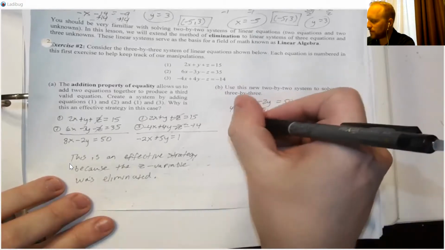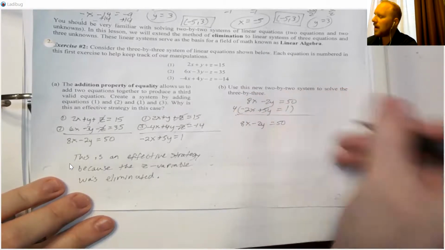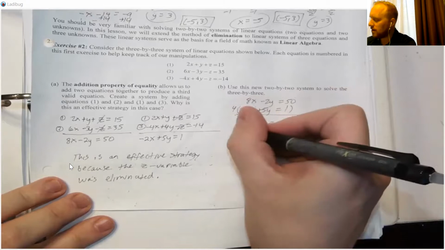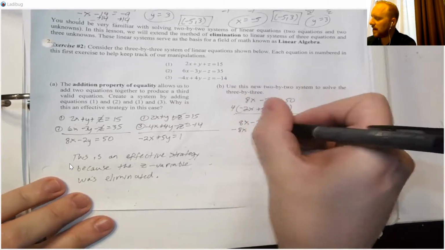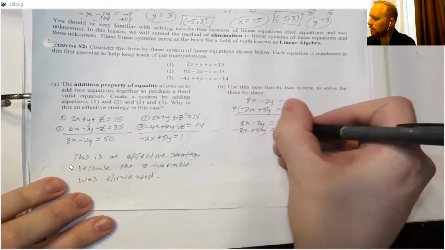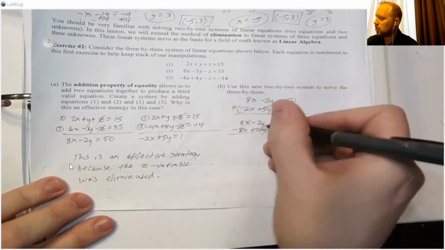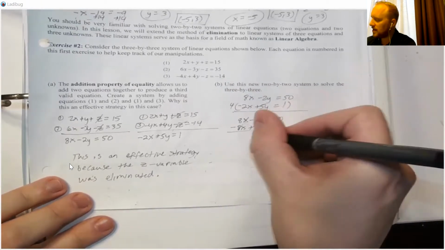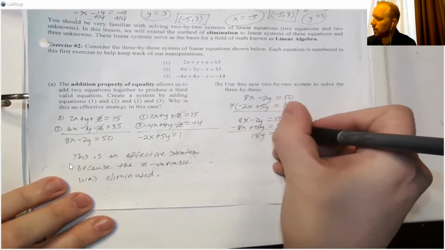So I'm going to rewrite the first one, 8x minus 2y equals 50. And then I'm going to multiply the second one by 4. So this gives us negative 8x. 4 times 5 is positive 20y. 4 times 1 is 4. And you'll notice that those x's cross out. So 20y minus 2y is 18y. 50 plus 4 is 54.